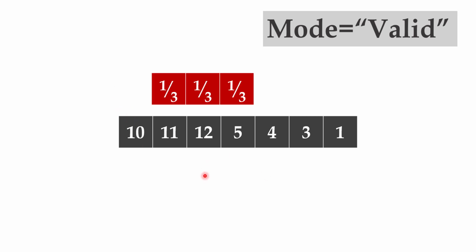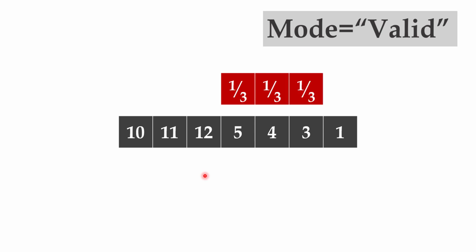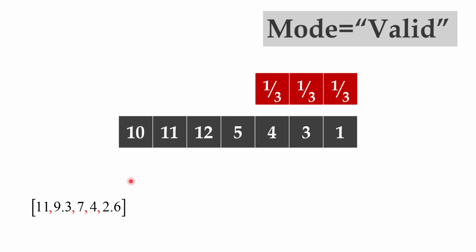these two values, and then you're going to slide to the right, slide to the right, slide to the right, and slide to the right. And this is the final case which you are allowed in the valid mode. You cannot shift anymore because that is not going to be valid. And if you do the calculations, you will get these values for sliding the red vector to the right.